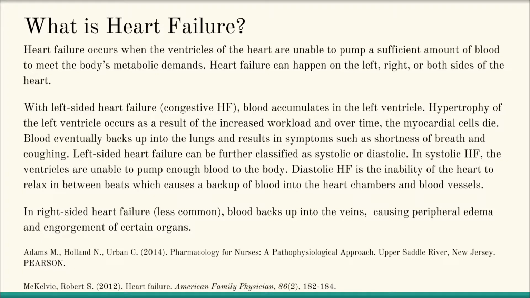So what is heart failure? Heart failure occurs when the ventricles of the heart are unable to pump a sufficient amount of blood to meet the body's metabolic demands. Heart failure can happen on the left, right, or both sides of the heart. With left-sided heart failure, congestive heart failure, blood accumulates in the left ventricle. Hypertrophy of the left ventricle occurs as a result of the increased workload, and over time the myocardial cells die. Blood eventually backs up into the lungs and results in symptoms such as shortness of breath and coughing.